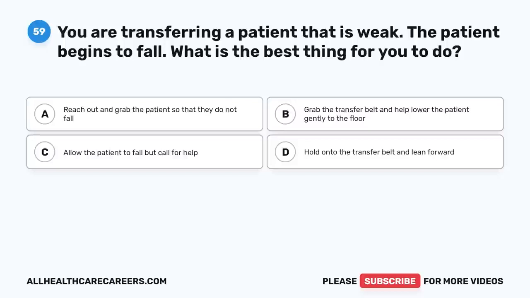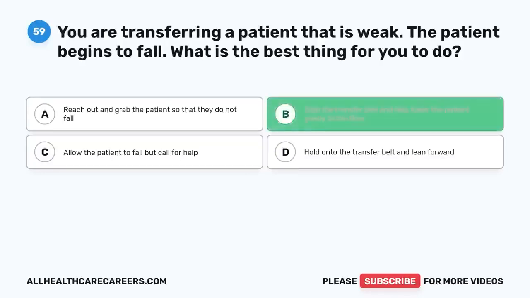A. Reach out and grab the patient so that they do not fall. B. Grab the transfer belt and help lower the patient gently to the floor. C. Allow the patient to fall but call for help. D. Hold on to the transfer belt and lean forward. The correct answer is B. Grab the transfer belt and help lower the patient gently to the floor.